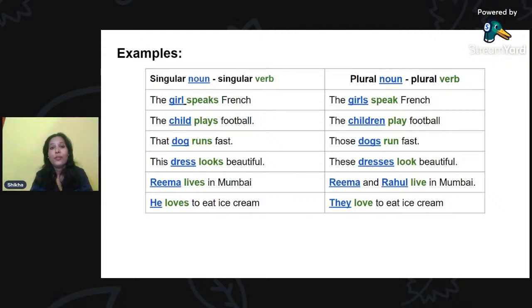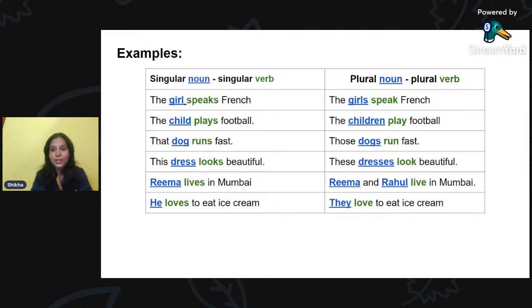Those dogs run fast. Dogs, plural; run, plural form of the verb. This dress looks beautiful. Here we are talking about one dress, and that's why our verb comes with s, and that is singular. These dresses look beautiful. Dresses means more than one dress. Look, plural form of the verb.